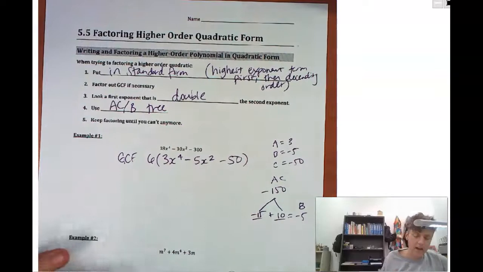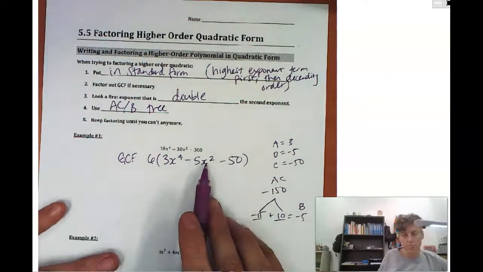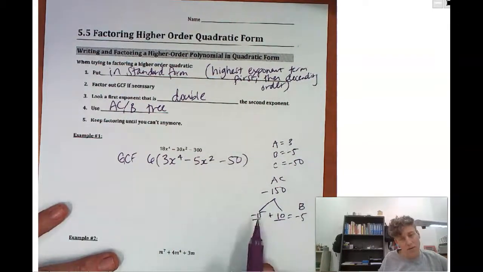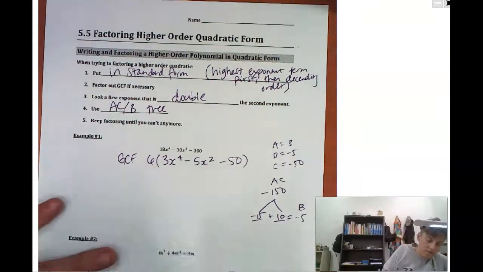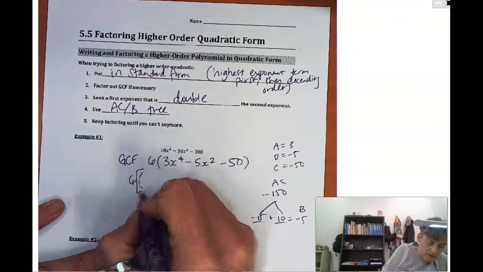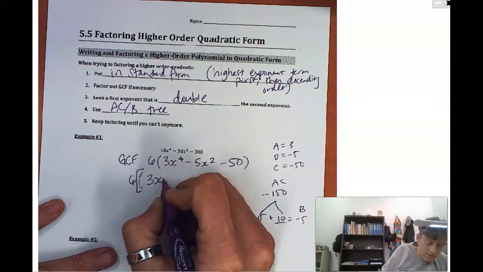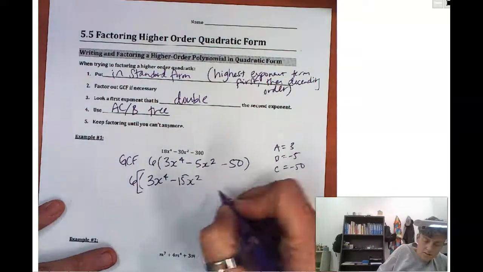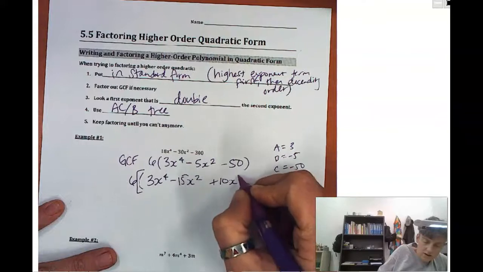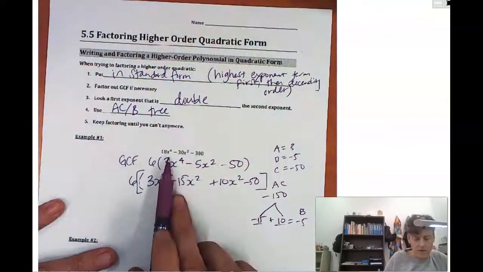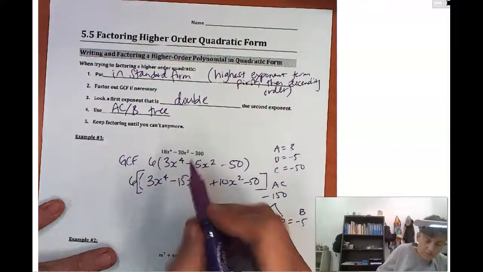Yeah, that'll work. And now, just like we did before with our ACB tree, we're going to split our middle term. Our middle term has an x squared on it, so we're going to tack x squareds onto these two numbers we came up with. So we've got 6 times 3x to the 4th. We keep that. Minus 15x squared plus 10x squared minus 50.